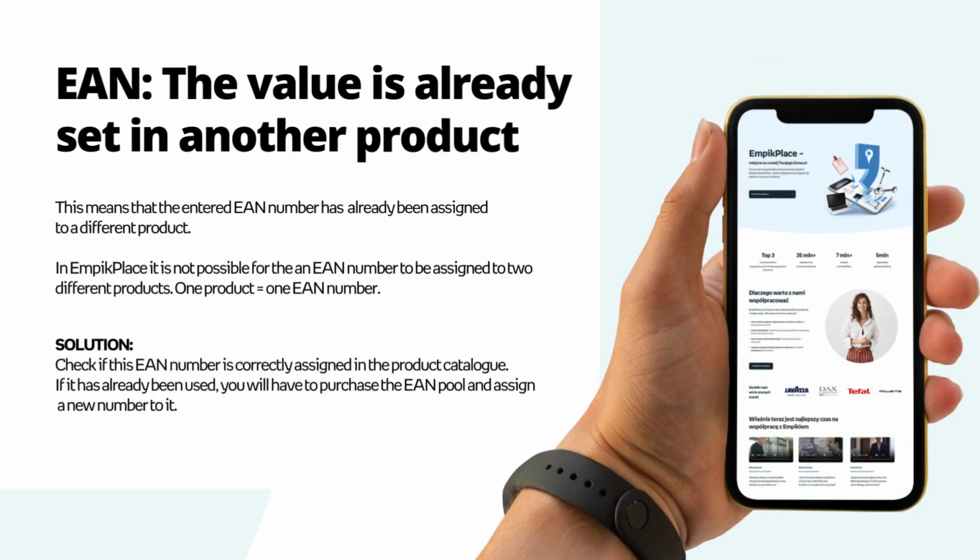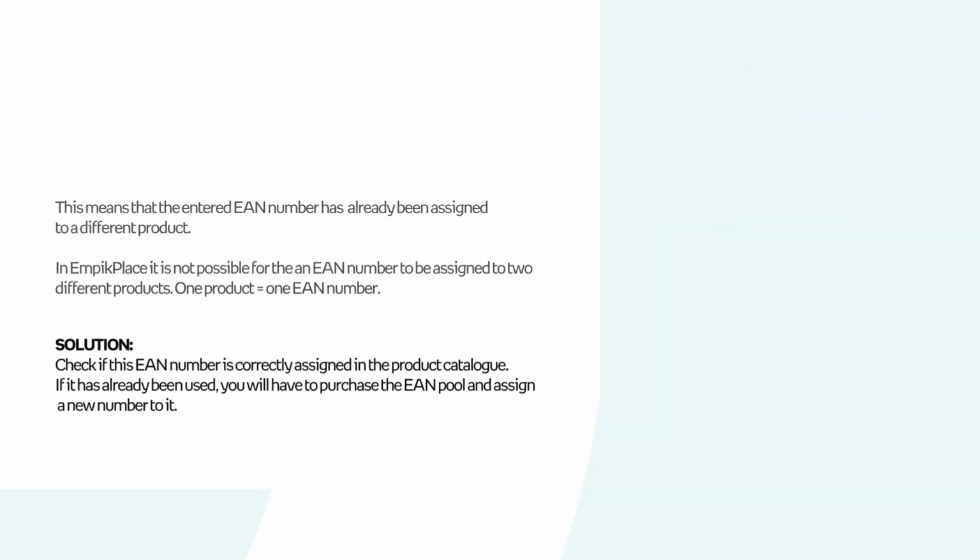EAN, the value is already set in another product. This means that the entered EAN number has already been assigned to a different product. In Empik Place, it is not possible for the EAN number to be assigned to two different products. One product equals one EAN code. Check if this EAN code is correctly assigned in the product catalog. If it's already been used, you will have to purchase the EAN pool and assign a new number to it.